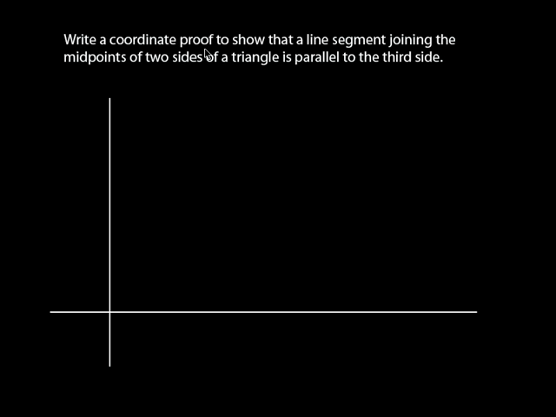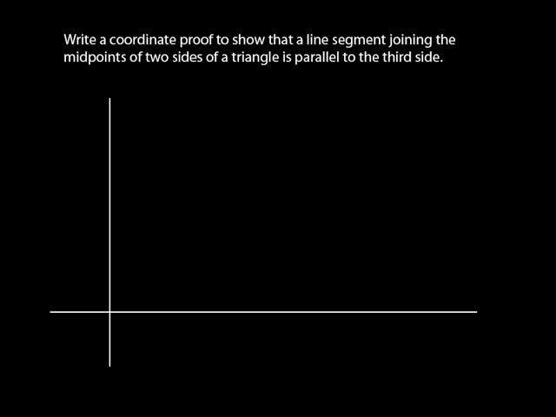So here we go. Write a coordinate proof to show that a line segment joining the midpoints of two sides of a triangle is parallel to the third side. I'm like, oh, what in the world's going on here? Well, let's take this little piece by little piece, just in little chunks, okay? Write a coordinate proof. Okay, so you know we're going to put a triangle on a proof. To show that a line segment joining the midpoints of two sides of a triangle.